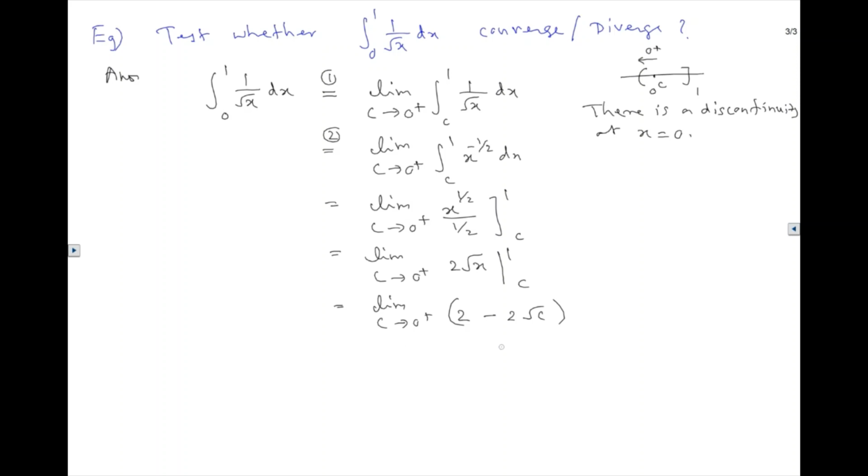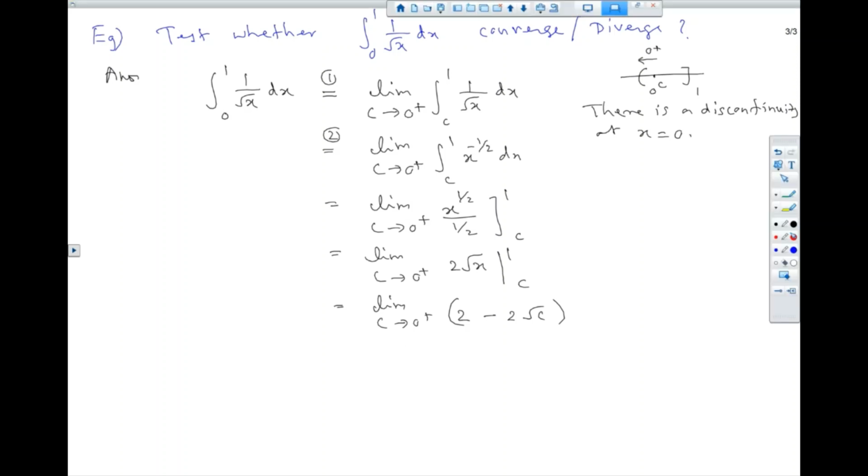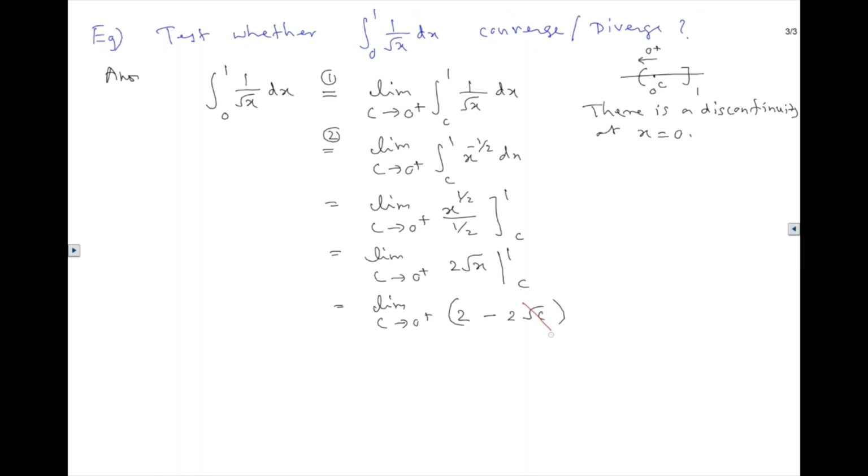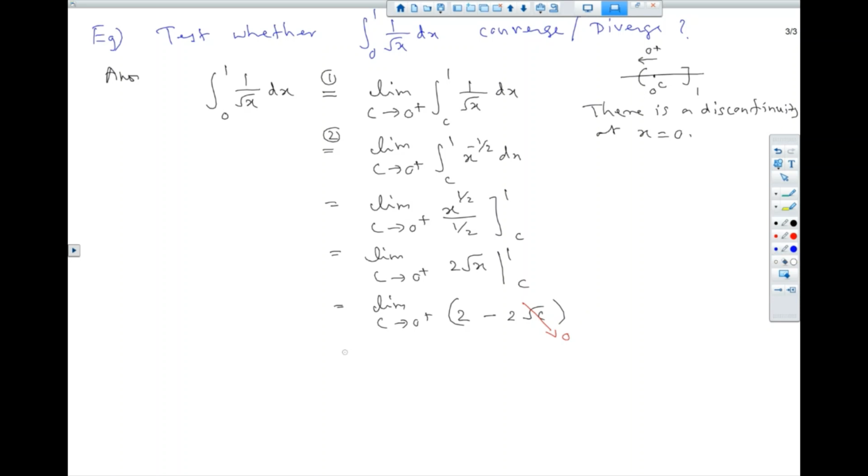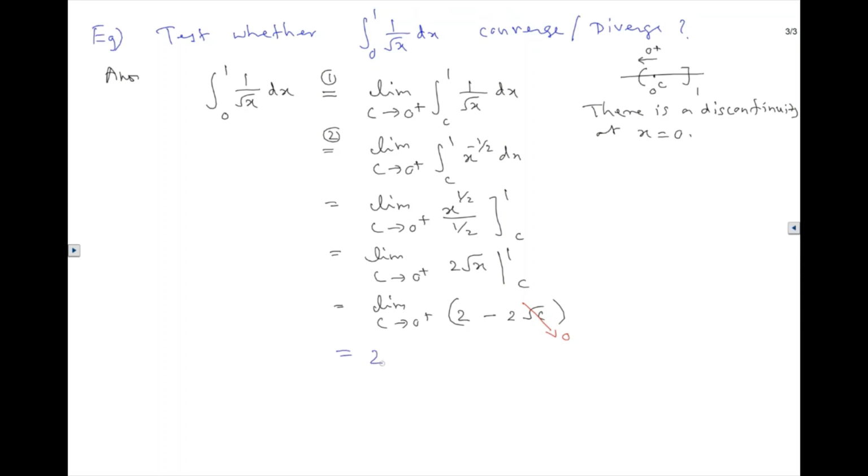When c goes to 0, you know that this term goes to 0. So that means your answer becomes 2, and we know that this is a finite number. So it is finite. So we can say the integral from 0 to 1 of 1 over square root x dx converges.